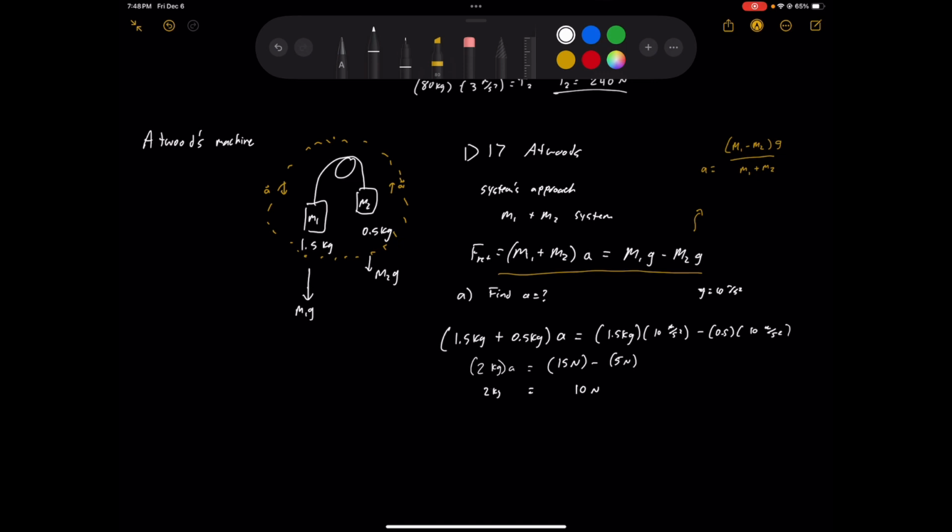And we have 2 kilograms times the acceleration. So the acceleration is 5, right? 10 newtons divided by 2 kilograms. We get 5 meters per second squared. All right. And there's that.